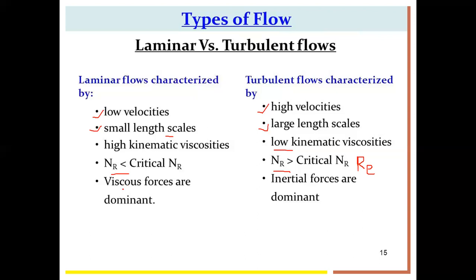Next, viscous forces are dominant here. Here inertial forces are dominant. So in turbulent cases, inertial forces show more dominance. And in the case of laminar flow, viscous forces are dominating. So these are the main fundamental differences between laminar flow and turbulent flow.